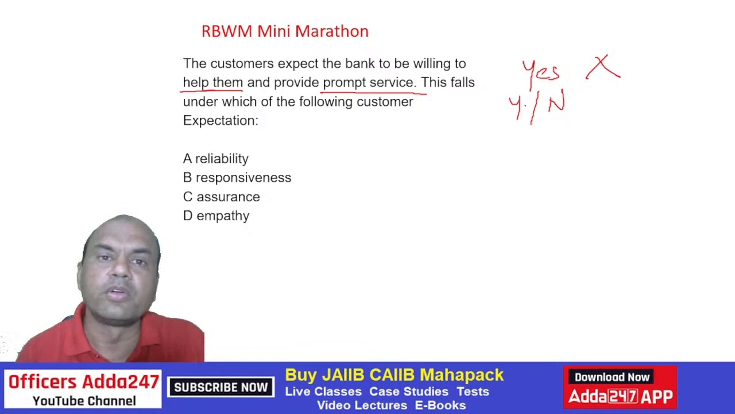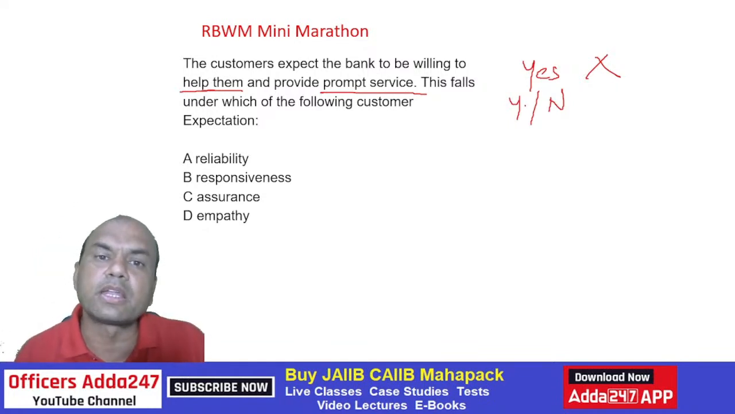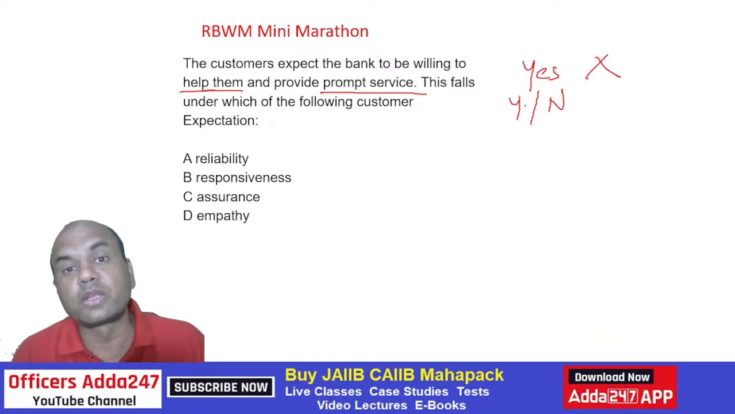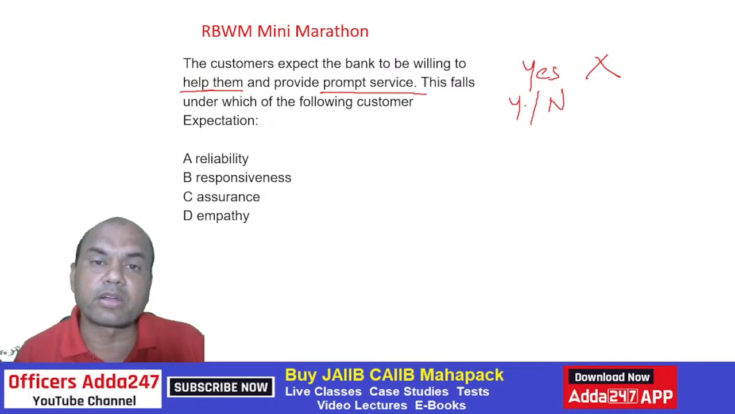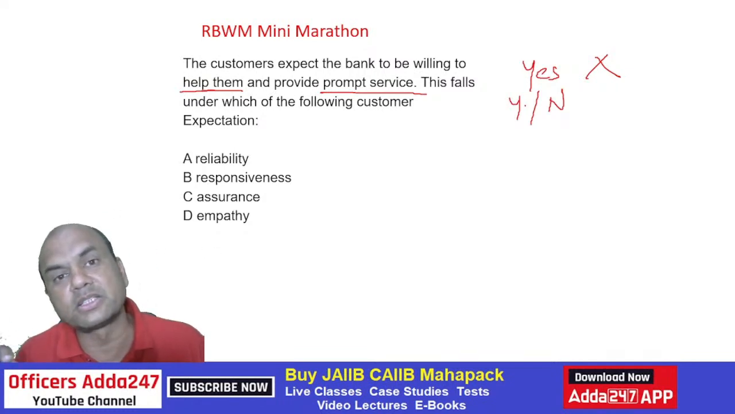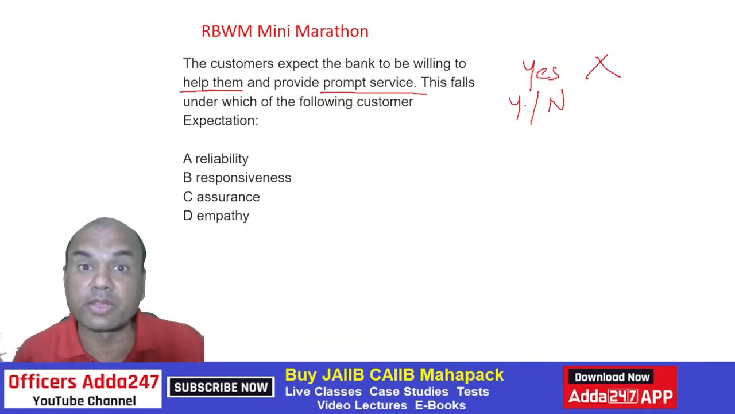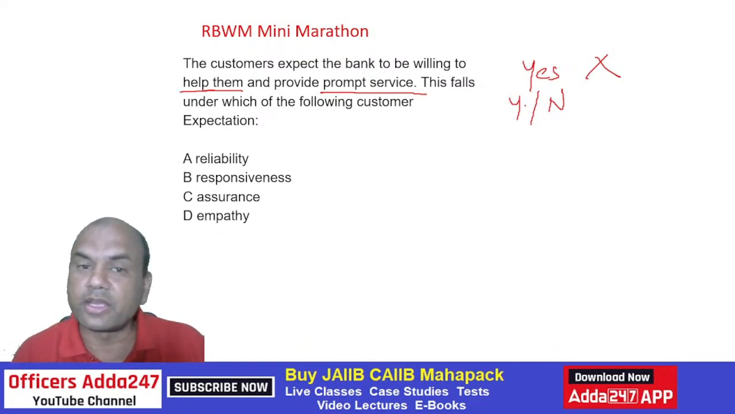Suppose I go for a loan, then the bank must immediately tell me whether I will get the loan or not. Even if they say I won't get the loan, the customer is still happy, as long as you tell them fast. If you keep them lingering for almost 2 months and then tell them it's not happening, the customer will get so angry. So that's why it will be a problem.